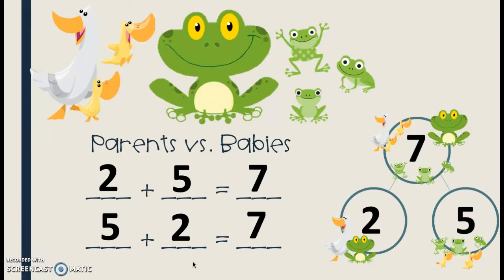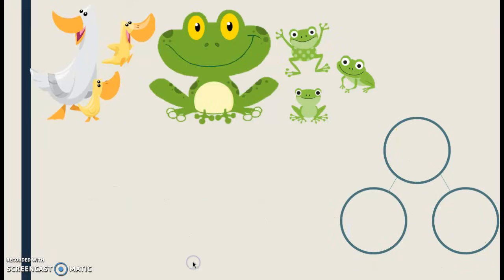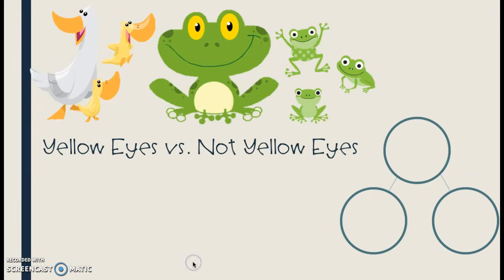Erase your board. Okay, we're going to try the same froggies and duckies. They've been so helpful to us. This time, let's see. On your board, draw your empty number bond. Okay, press pause if you need more time. All right, this time we're going to do yellow eyes versus not yellow eyes. You're going to have to look closely.